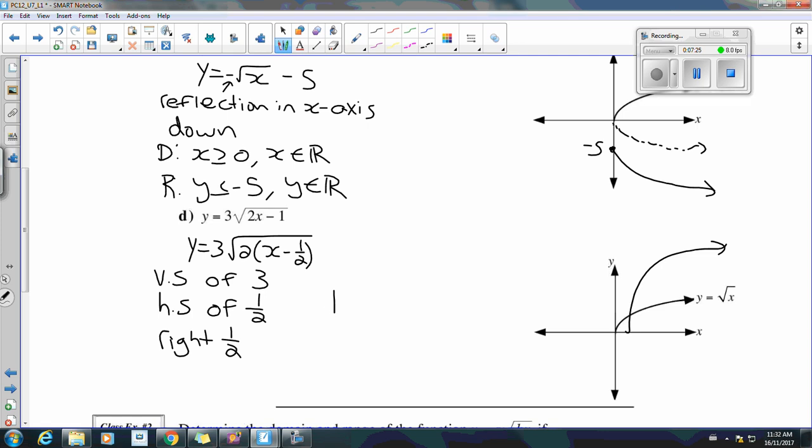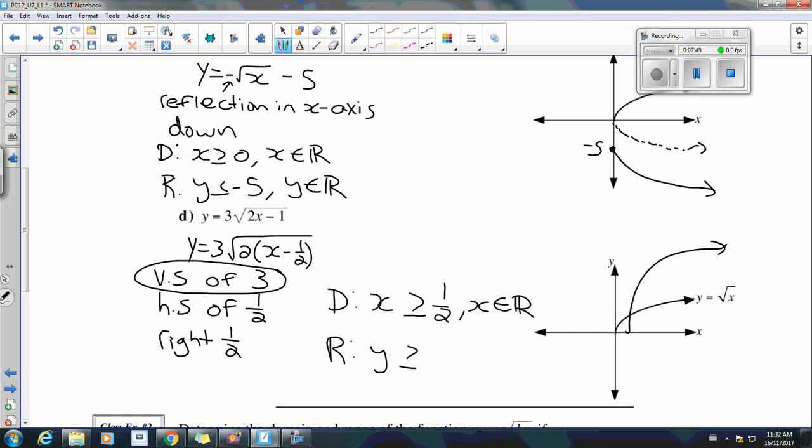So what is our domain and range here? Well, we've had no reflections, so our signs are going to stay the same. These are both going to be x is greater than and y is greater than. Our domain, we've moved right 1/2. So that's x is greater than 1/2. Our range, we are still on that axis. All we did to our y values was multiply it by 3. 0 times 3 is still 0.